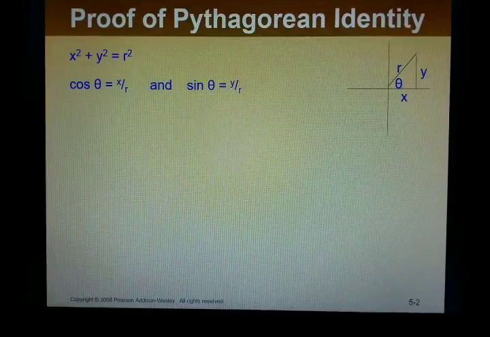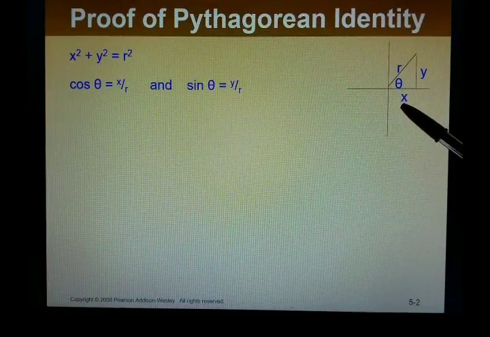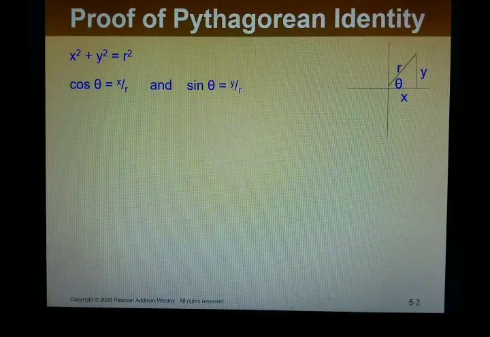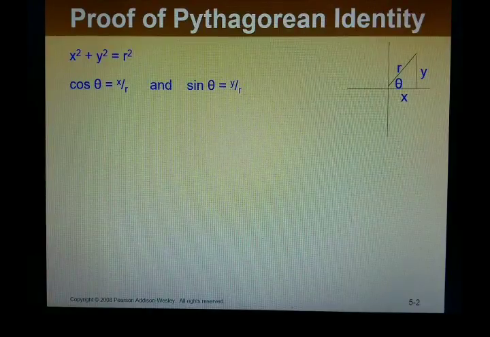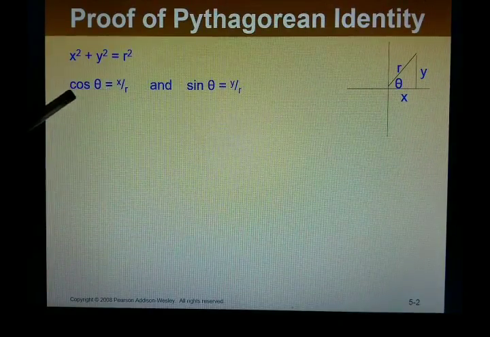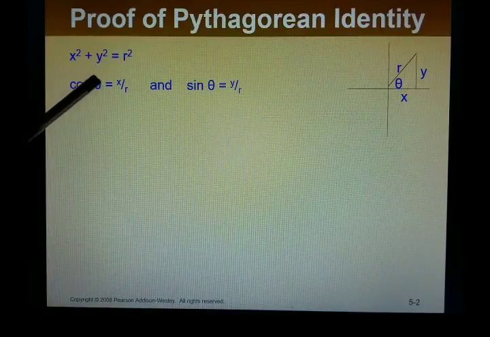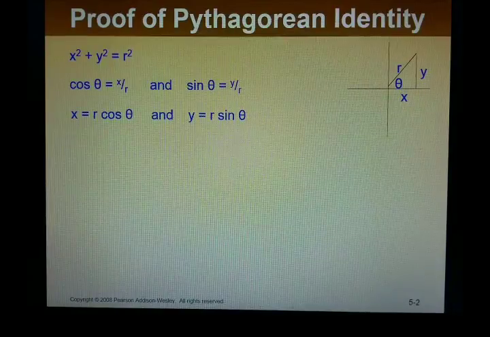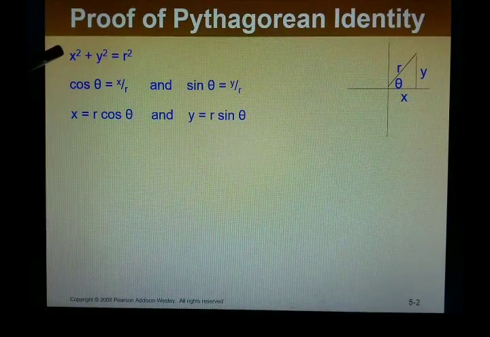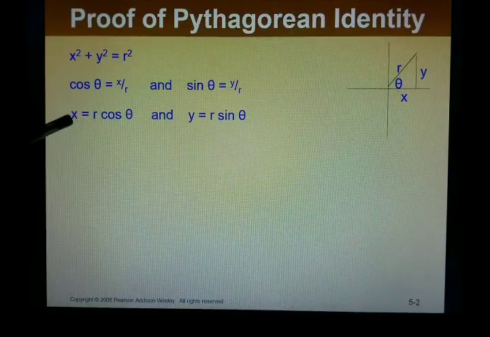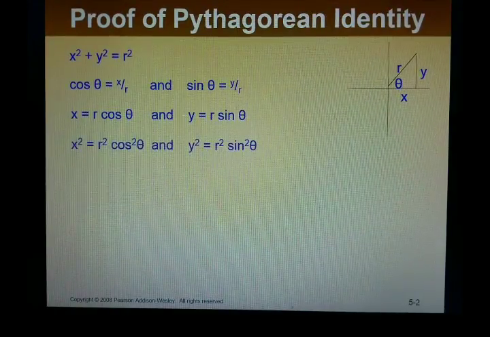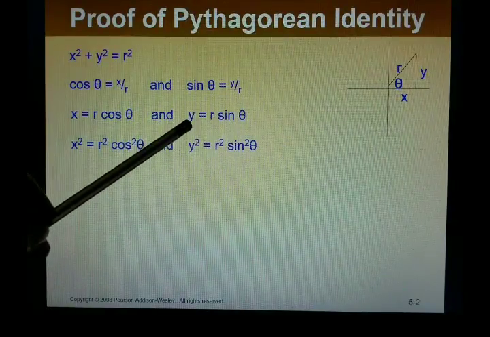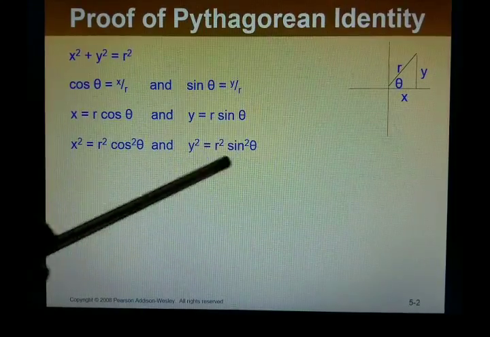If I talk to you about the cosine of theta, the cosine of theta would be the adjacent leg x over the hypotenuse r. The sine of theta would be the opposite leg y over the hypotenuse r. If I solve this first equation for x, that would give me x equals r times cosine theta. And I'm going to solve this one for y, so y would equal r times the sine of theta. I'm going to square both of those, since up in the first equation I had x squared plus y squared. So if I square both sides, I get x squared equals r squared cosine squared theta. I square both sides of the y, so therefore y squared equals r squared sine squared theta.